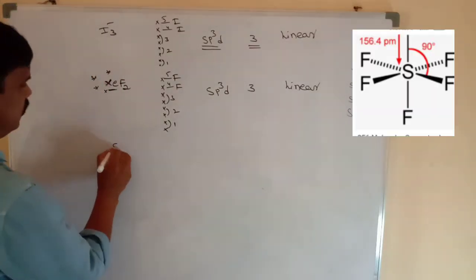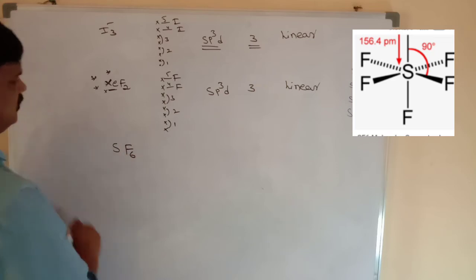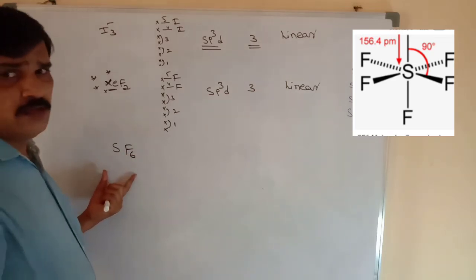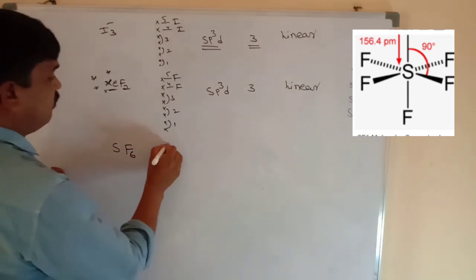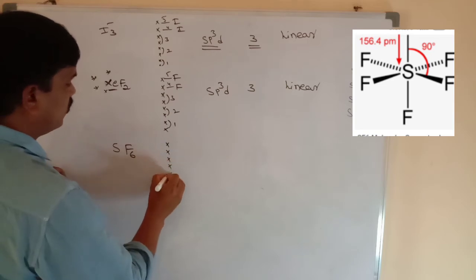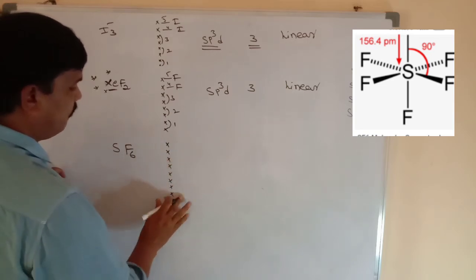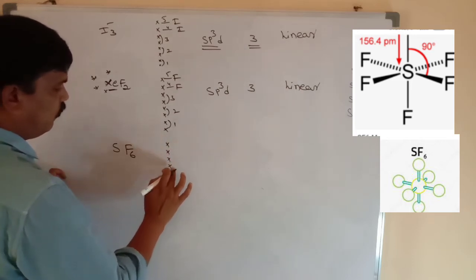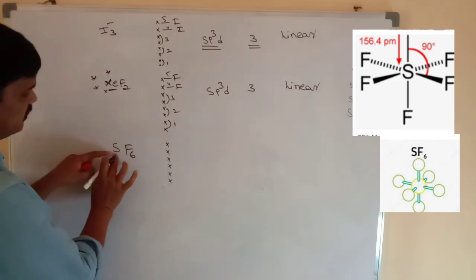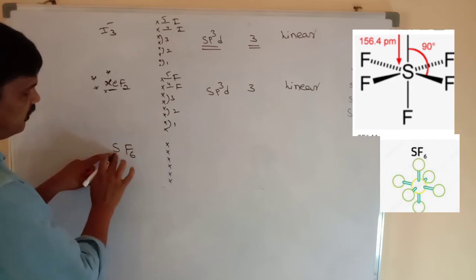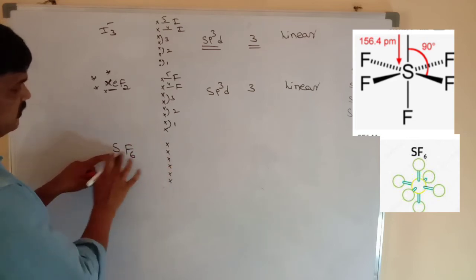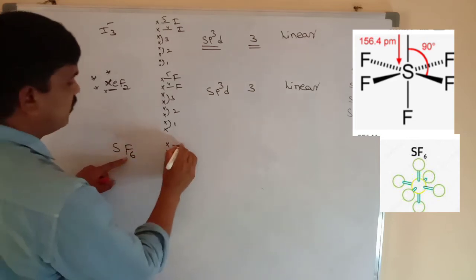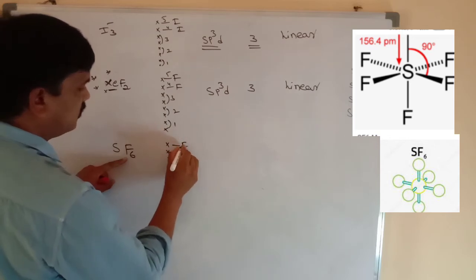Now SF6, sulfur hexafluoride. Sulfur belongs to which group? Again oxygen, sulfur, selenium, tellurium, polonium, so the 6th group. Write 6 dots: 1, 2, 3, 4, 5, 6. The central atom is sulfur. I want to draw the central atom with its group number only: 6 dots. How many fluorines are there? 6 fluorines are there.